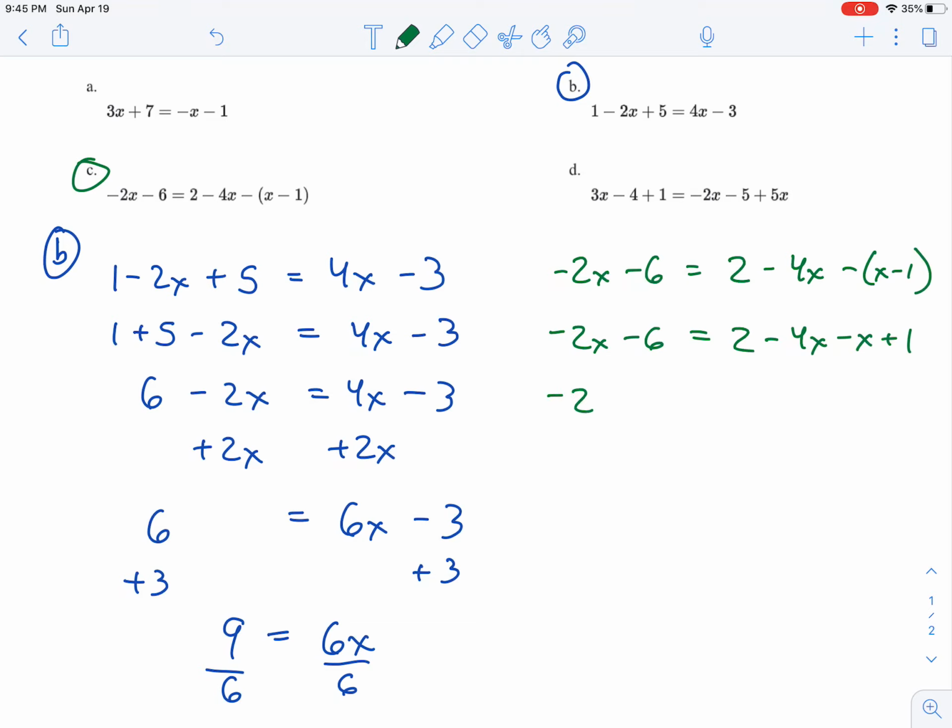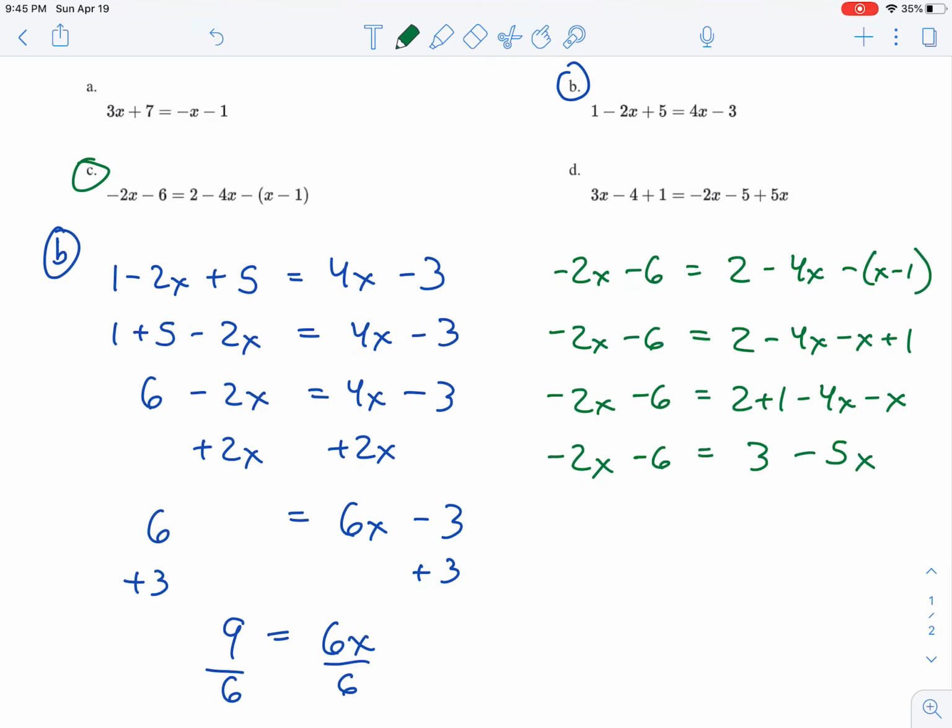Now I've got some like terms on the right. So again, using the commutative property, I'll put the things that don't have x next to each other. Makes it a little easier to see. So 2 plus 1 is 3. Negative 4x, take away 1 more x, negative 5x.